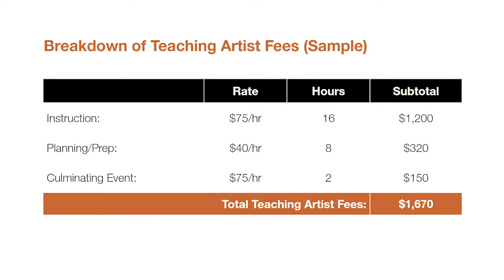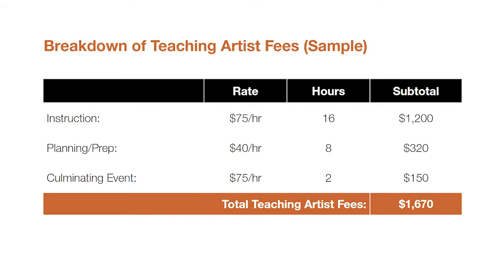On average, teaching artists are paid $75 an hour for their time facilitating the actual workshop series. In addition, teaching artists are paid for their time spent planning the program and also preparing for the sessions. The planning prep rate can be calculated at a different rate. We generally think it's about half of the instruction rate.